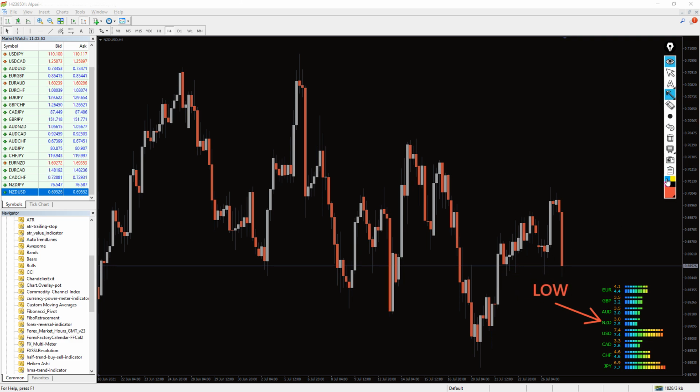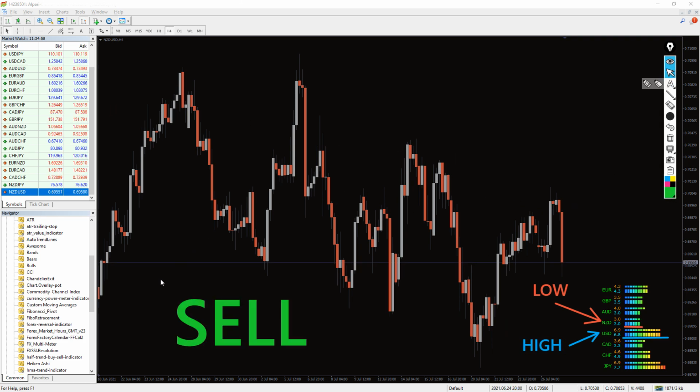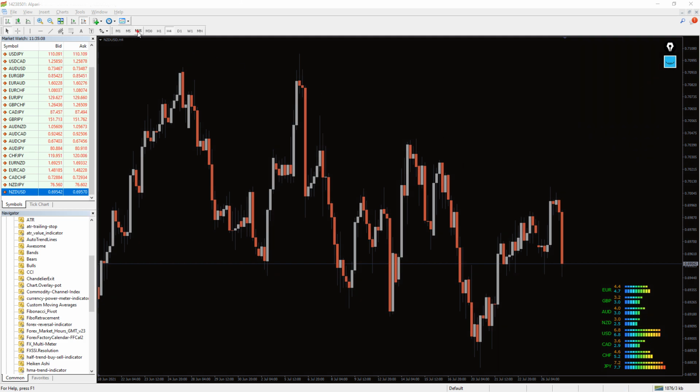For instance, the USD has strength of 6.8 on the daily time frame, and the NZD has only 3, so you are looking to trade the NZD-USD in the daily or 4-hour time frame. Because the USD has a higher strength and NZD has a low strength, you look for a sell signal on the currency pair. The indicator shows itself best of all on high time frames, since there is too much volatility on small ones.